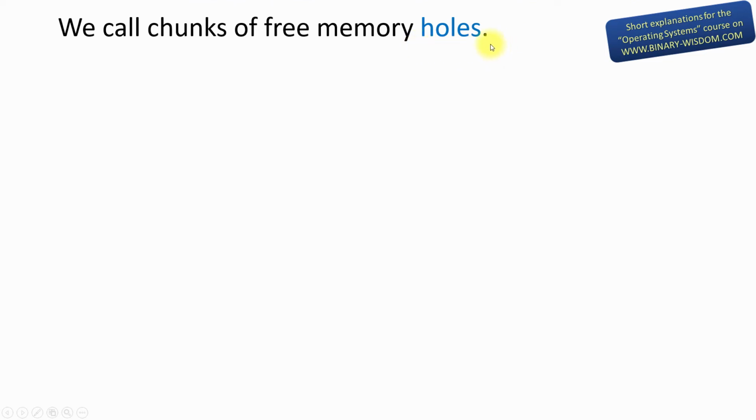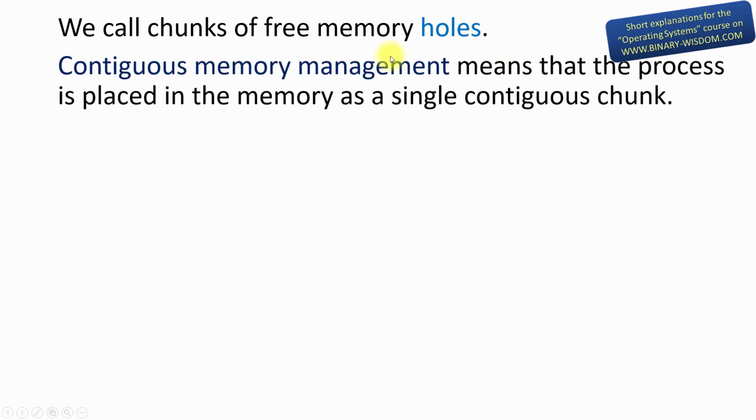Let's see how small holes can appear in the memory. Think about a system that uses contiguous memory management. Contiguous memory management means that the process is placed in the memory as a single contiguous chunk. Here is a picture of the memory that can be used for processes. Right now it has nothing in it.